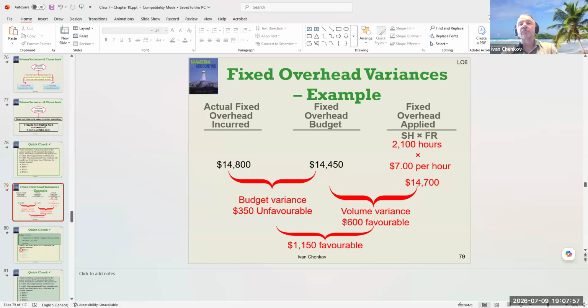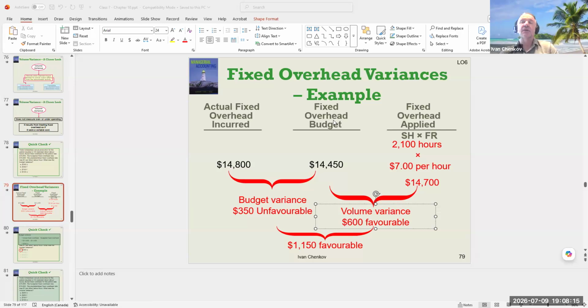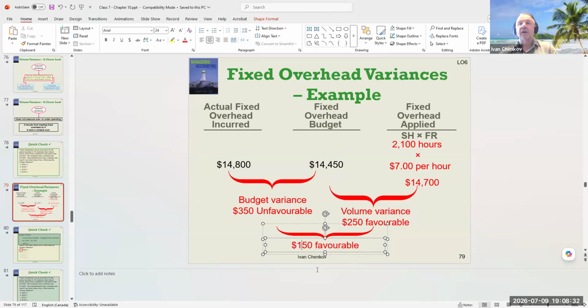So we have our volume variance. The volume variance will show that it looks like we're saving cost, but in this case it's simply going to show us that we're not using the standard hours that we have available. We are below those standard hours, or $250 favorable. So the overall variance will be $100 unfavorable.